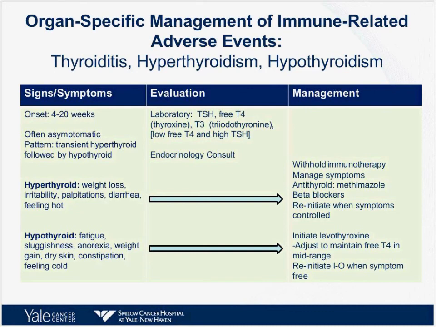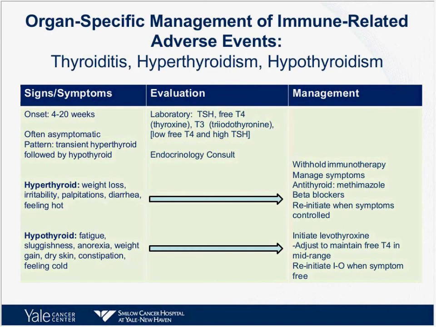But if it does become more significant, they may have weight loss, irritability, palpitations, diarrhea, or flushing and feeling hot. In most cases, we withhold the therapy until they're a grade 1, manage the symptoms. Antithyroid medication of methimazole may be required. Beta blockers are often prescribed for palpitations. When symptoms are under control, we can consider reinitiating the therapy.